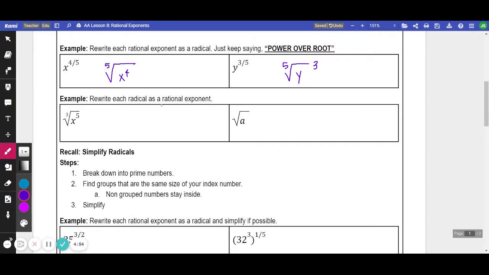The next two, we're just going to do the opposite. Here they are written as radicals, and we want to convert them to a rational or fraction exponent. So x to the power over root. We're going to have a fraction exponent. The power goes on top, so 5, and the root goes on the bottom, over 3.